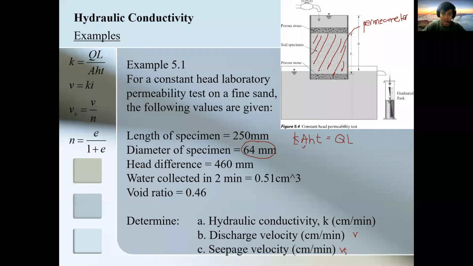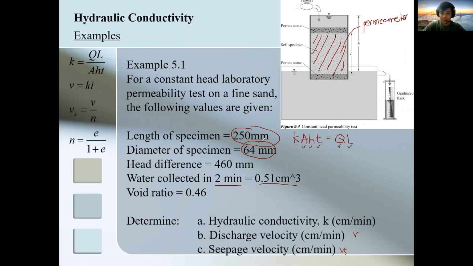H is already given, 460 mm. Time is also given, 2 minutes. Q is the volume again, given as 0.51 cm cube. And the length is also given, 250 mm.